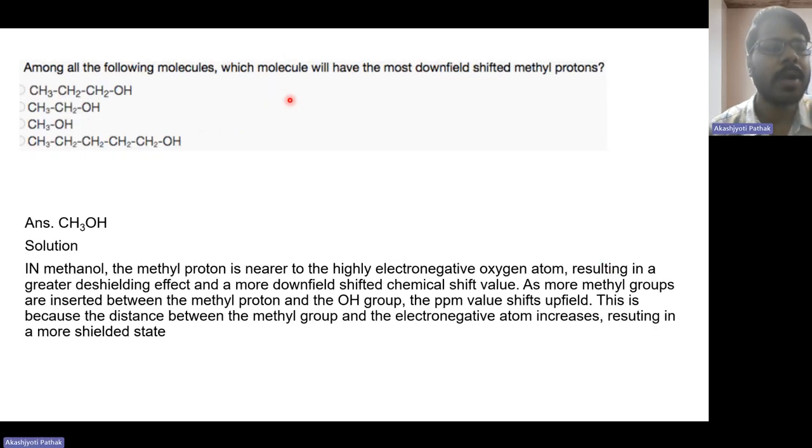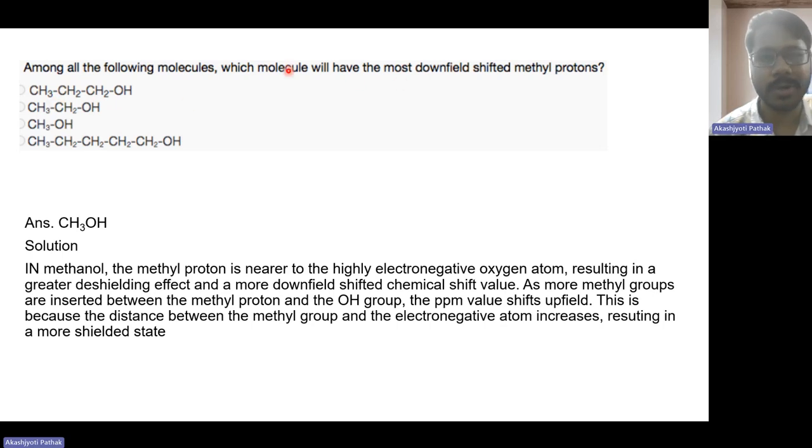Now try to answer this question. Among the following molecules, which molecule will have the most downfield shifted methyl proton? So what are the factors that control the shift of the proton? Just now we looked into that. What are the different factors that control the chemical shift? It depends on the type of nuclei to which the group is bonded. So you see here the CH3, CH2, CH2OH.